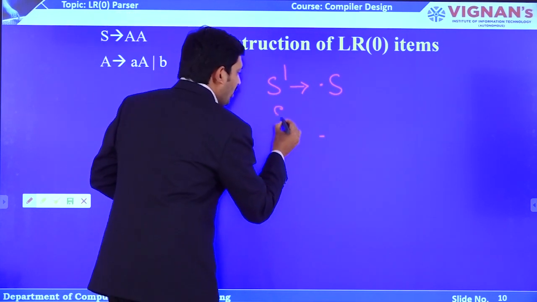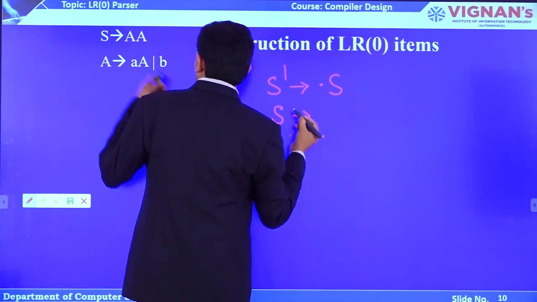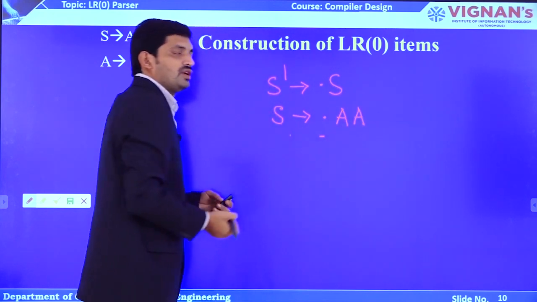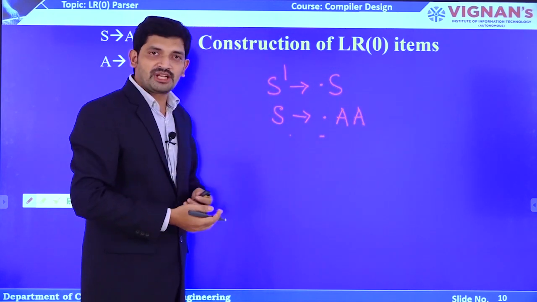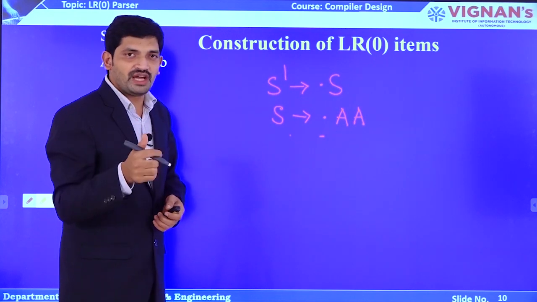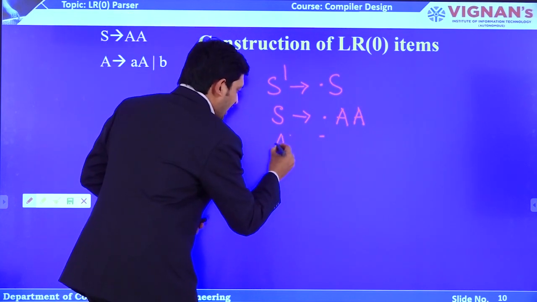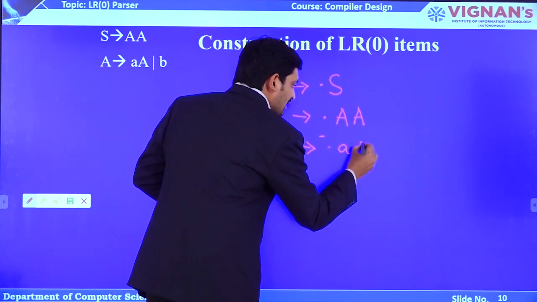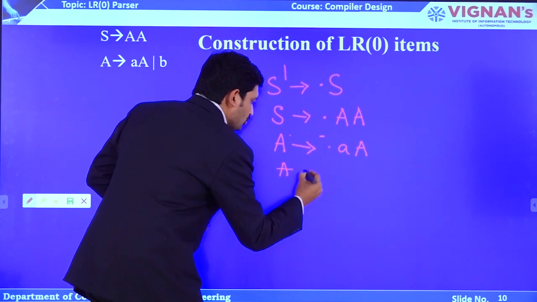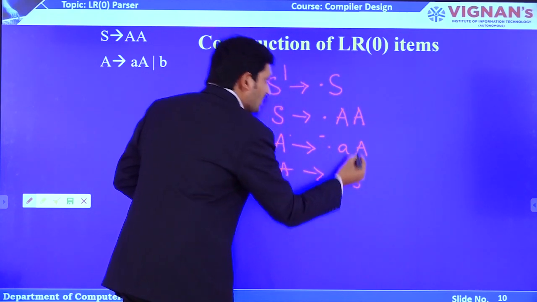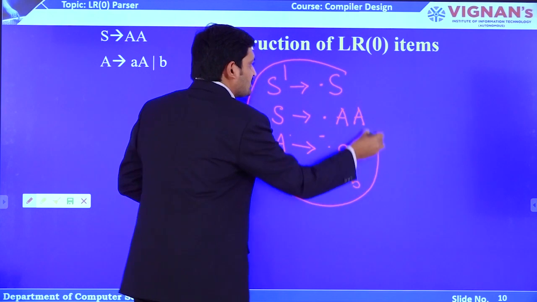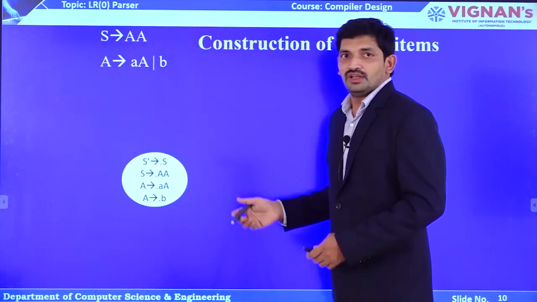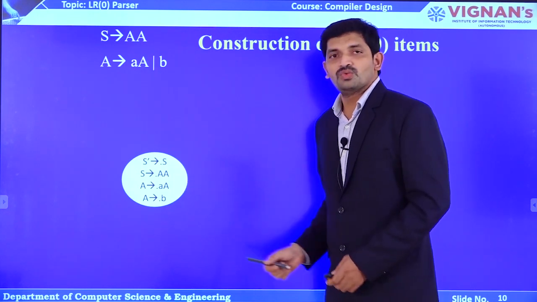Now write all the S productions as S tends to dot A. Again, after this dot capital A is there, which is a non-terminal. So we have to write all the capital A productions as A tends to dot small a A, and A tends to dot B. This is the first state that we constructed. Here you can see this is our first state.